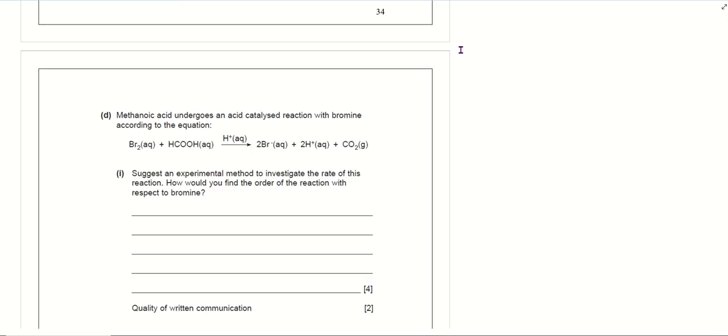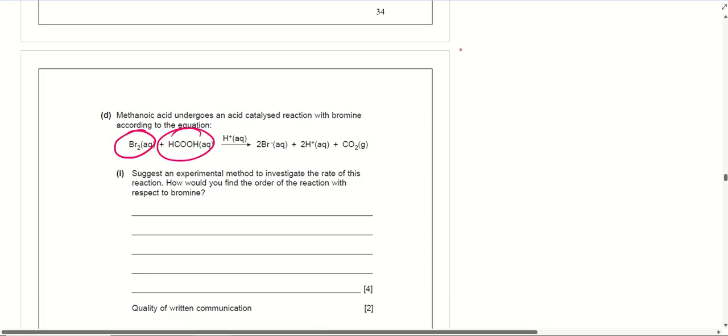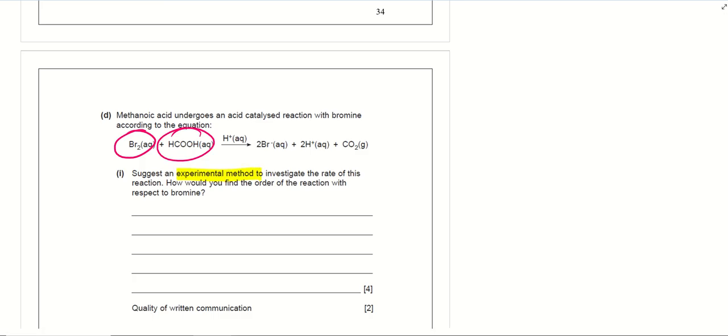We'll just have a quick look at this one. This is going back to the one we did earlier, where we had our bromine and our methanoic acid, and it asked you to suggest an experimental method. So this is going back to video 1 that we watched. The experimental method would be the colorimetry. Look, this is worth 6 marks, so make sure you learn your colorimetry very well.